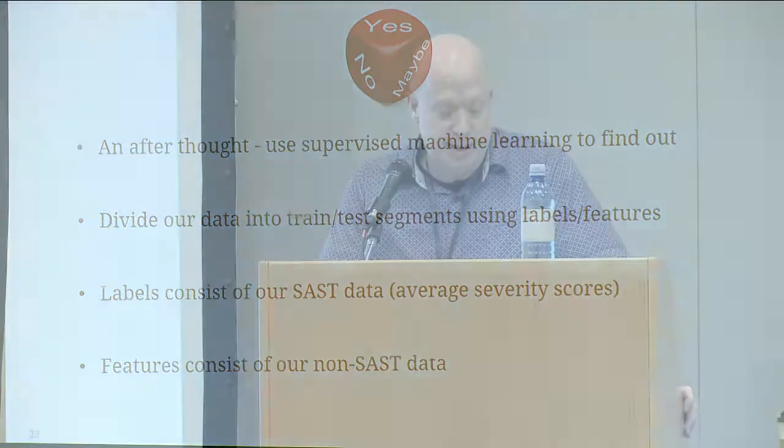And the process for that, real quick, is you take your whole data set and you divide it into what they call training and testing segments from there. And you use labels and features. Labels, as I mentioned before, is going to be our SAST data. That's going to be the answer to our question. That's the average severity scores. And the features are going to consist of our non-SAST data.